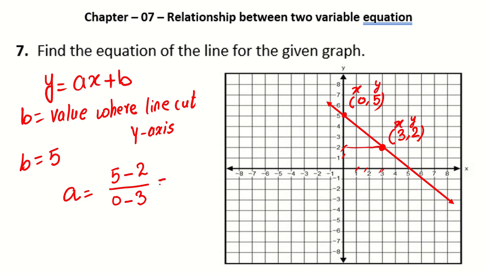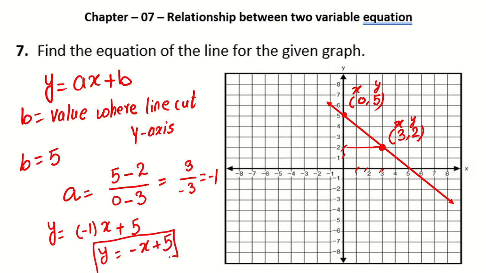Okay. Now 5 minus 2 is 3, over 0 minus 3 is minus 3, and 3 divided by minus 3 is minus 1. So value of a is minus 1 and value of b is 5. So what will be the answer? Answer will be y is equal to minus 1 times x plus value of b, which is 5. So the final answer will be minus x plus 5. This is the answer. Okay.